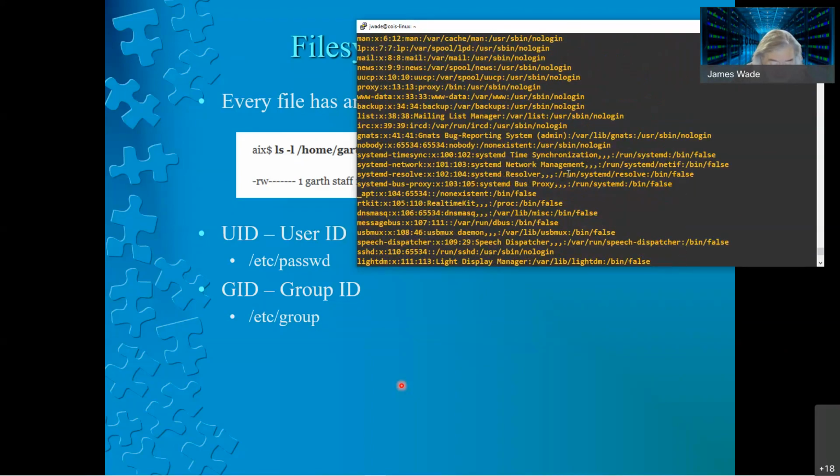There are other items out here. Look at all of these. Some of these say no login. No login means that there's going to be some process out there like UUCP or news that might be running, and we don't want anyone to be able to log in to that same username that the process is running under.